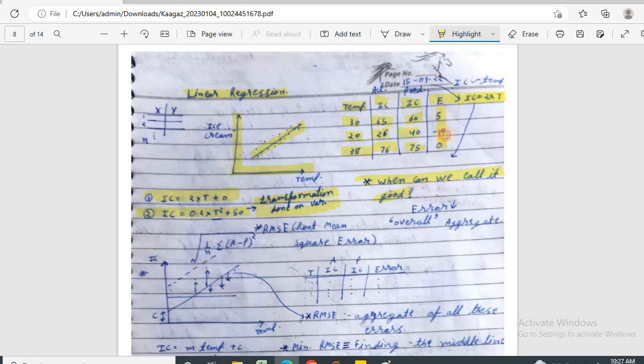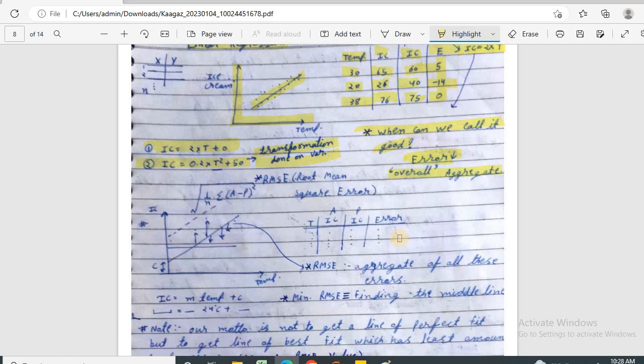Like here 5 is coming, minus 14 is coming, 0 is coming, so our error should be minimum. So which error should be minimum? Like this one or this one. Our overall aggregate error should be minimum. So how will we find it? We will use the RMSE value. We will see this in detail in model evaluation techniques, but here also we will see root mean square error.